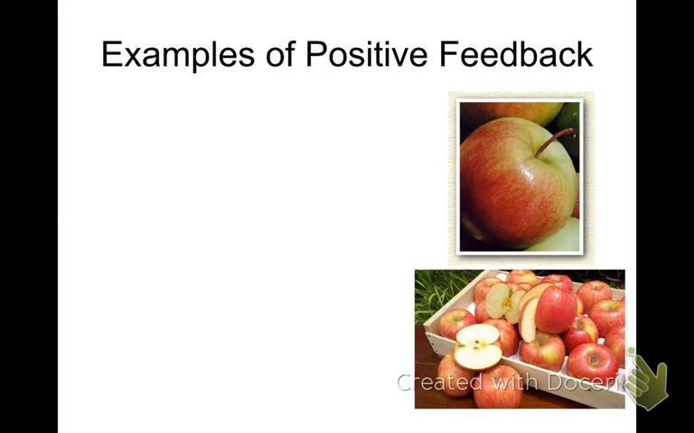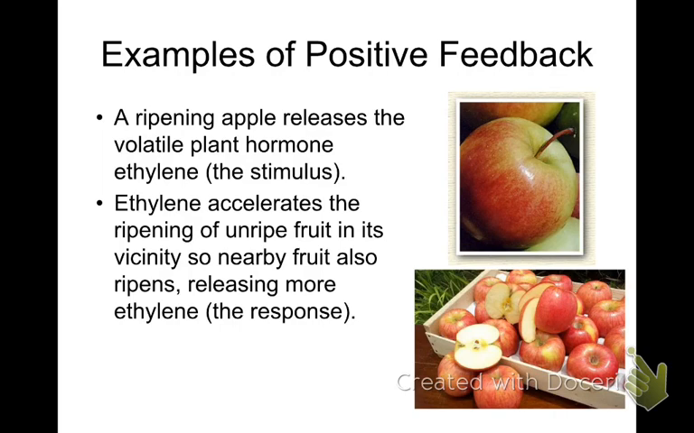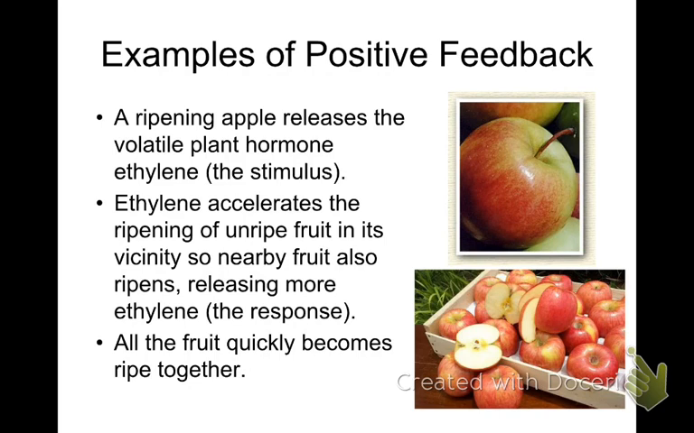Another example is a ripening apple, which releases the volatile plant hormone ethylene. As fruit and vegetables ripen, they release a gas called ethylene. And guess what that does? It causes all the fruit around them to ripen and release their own ethylene, which makes everything start to ripen even faster.